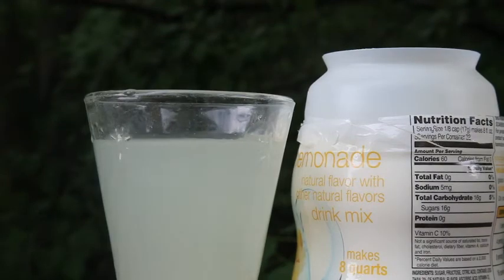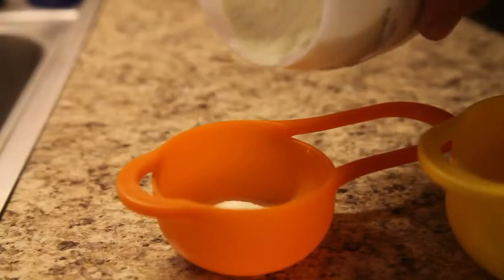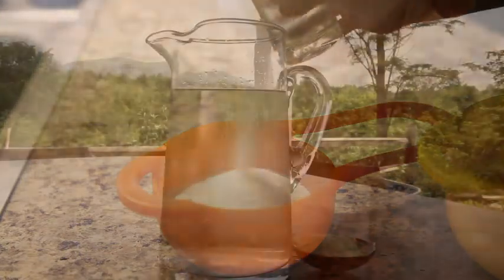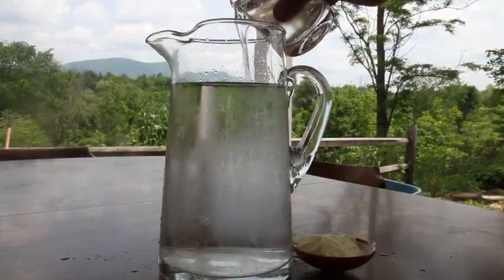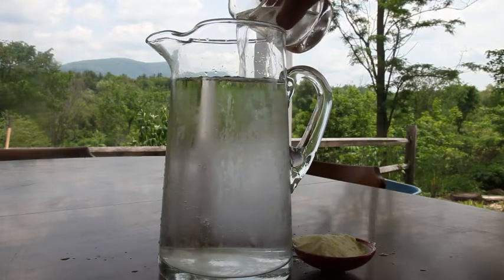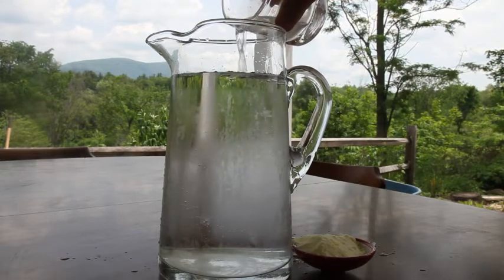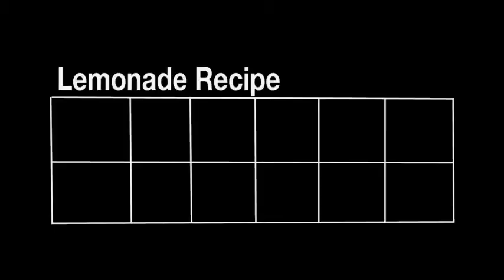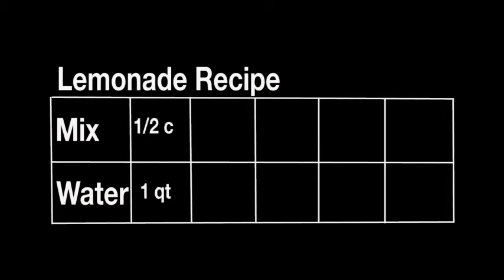The recipe requires a half a cup of lemonade mix combined with 1 quart of water. Let's say you want to make 5 quarts of lemonade. How much lemonade mix do you need to use? To make this easier, let's make a table of ratios. The top row of numbers represent different quantities of lemonade mix. The bottom row of numbers represents quarts of water.